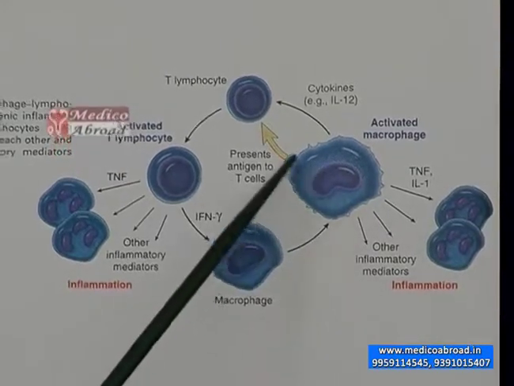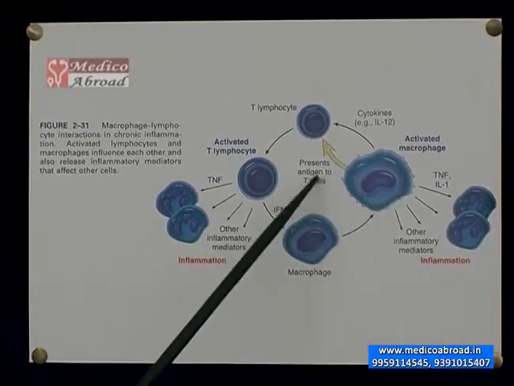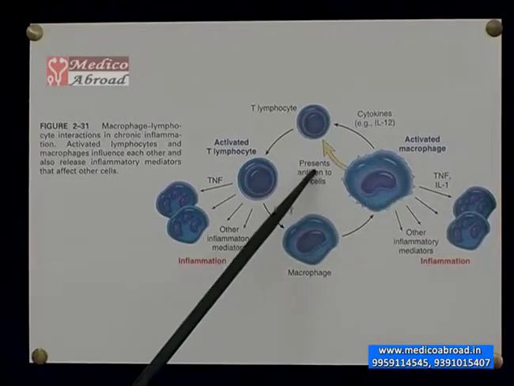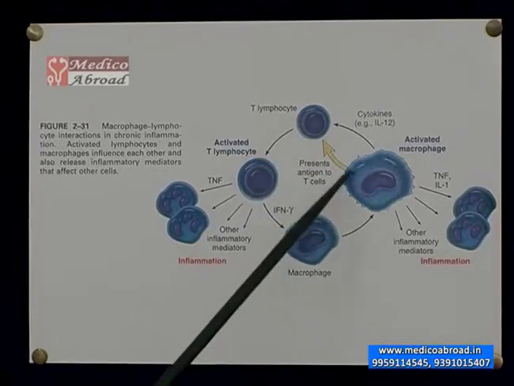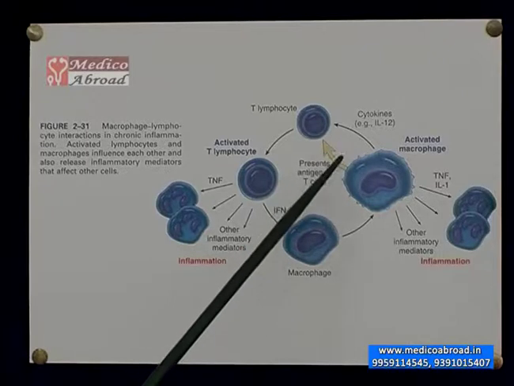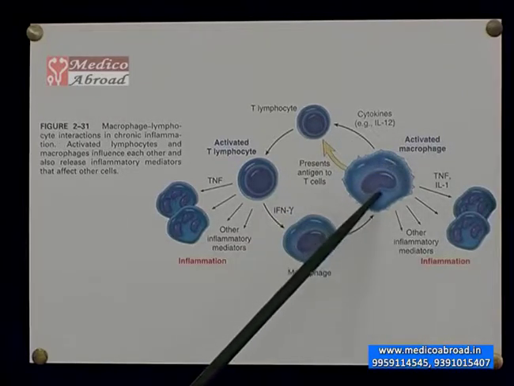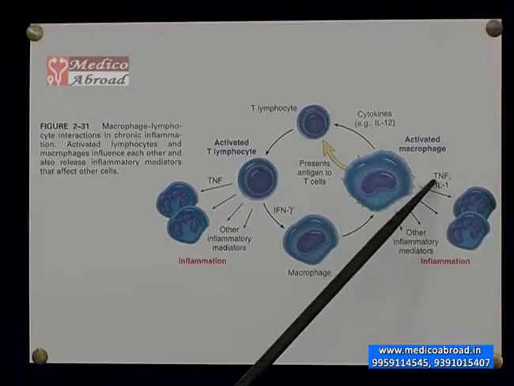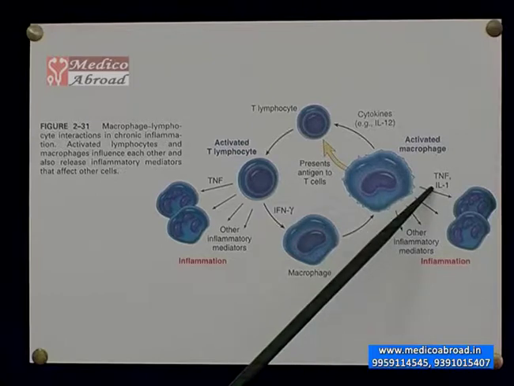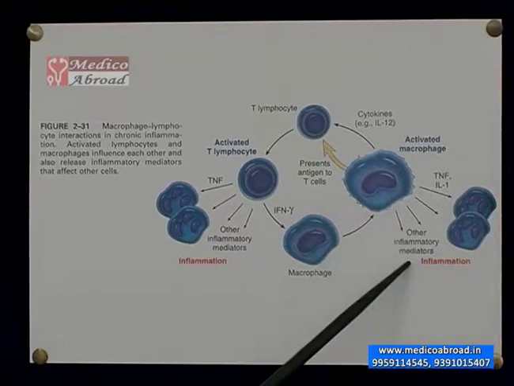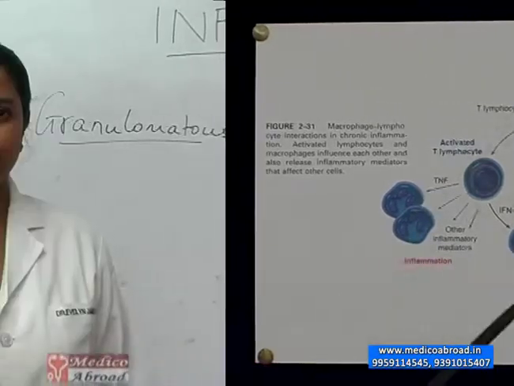other macrophages. These activated macrophages have another function where they present a foreign antigen to the T lymphocytes. This is a crucial step in cell-mediated immunity. Activated macrophages also elaborate certain other factors like TNF or tumor necrosis factor, IL-1 or interleukin 1, and other inflammatory mediators, and they help in chronic inflammation.